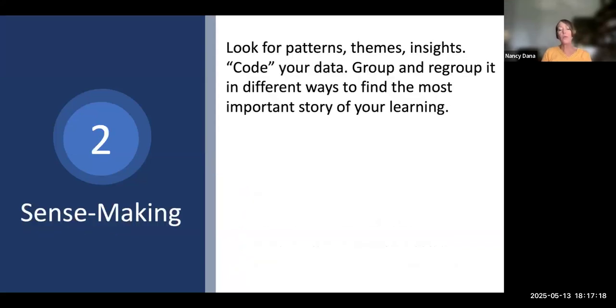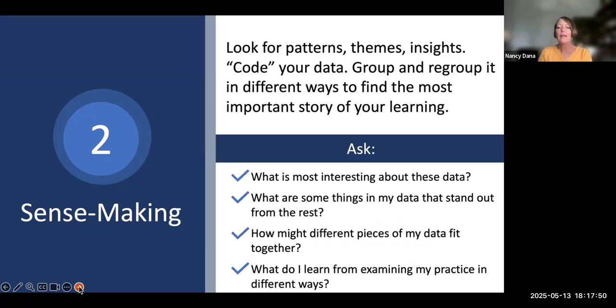The second step we call sense making. In that step, you're looking for patterns, themes, insights. And what you're going to do here is code your data. You're going to group and regroup it in different ways to find the most important story of your learning. And here are some questions that will help bring meaning to that definition of the sense making phase. So the first question is, what is most interesting about these data that you're looking at?